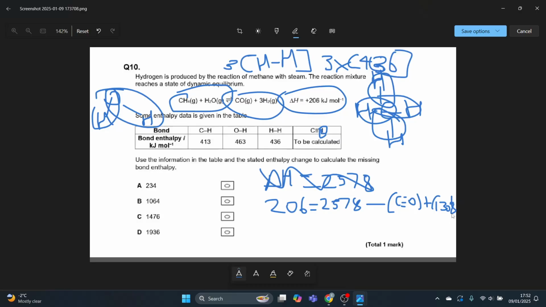Now, what I have to do, 2578 minus 1308, 1270. So 206 equals 1270 minus C triple bond O. 1270 minus 206, 1064. Just rearrange it, and therefore the answer is B, 1064.